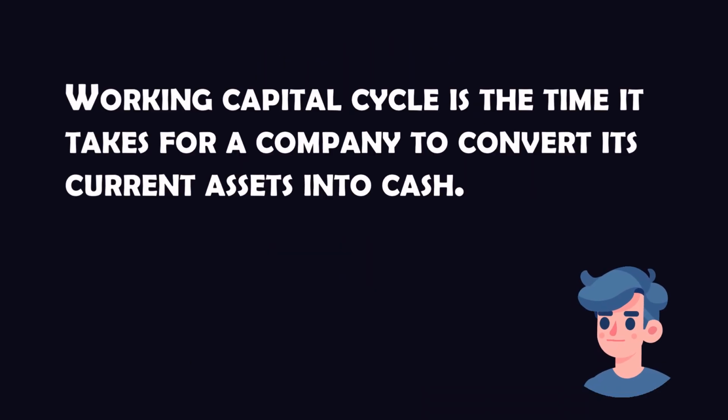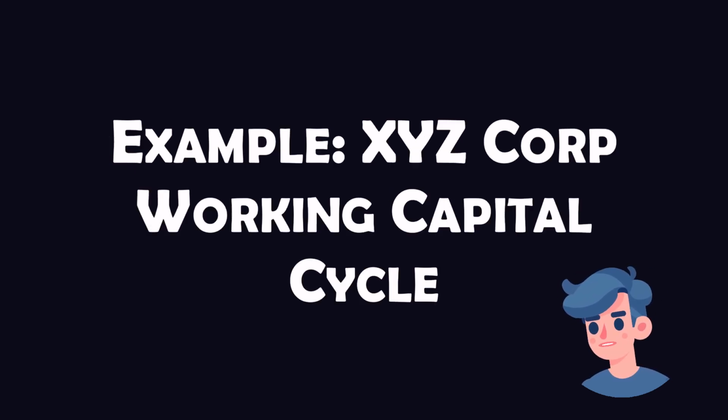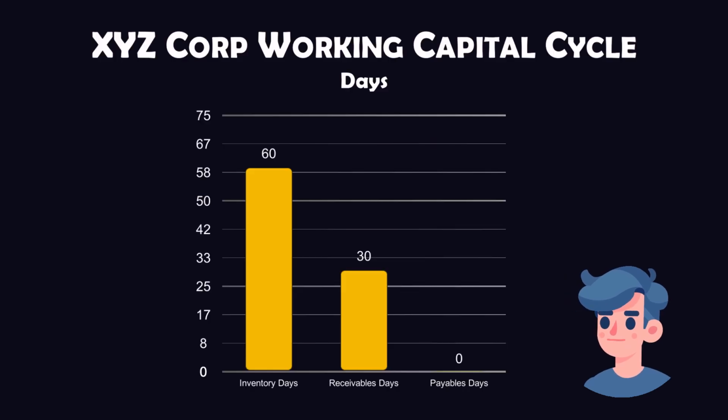Now, let's discuss the working capital cycle. The working capital cycle is the time it takes for a company to convert its current assets into cash. It's a key measure of efficiency and plays a critical role in liquidity management. The cycle includes stages like purchasing inventory, selling goods, and collecting receivables. To make this concept clearer, let's take an example.